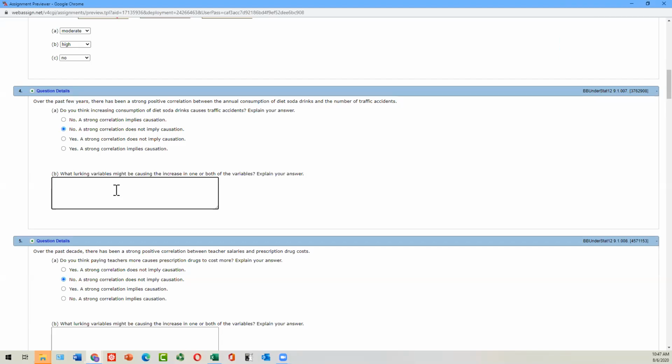Not directly. Alcohol in it? Say again? Alcohol? Oh God, let's not go there, but I guess it could be. I would say it's due to lack of sleep, because soda drinks typically have caffeine in them. So the fact that we're drinking more soda is actually a reflection that we're driving more tired than we used to, and we have to take more soda to keep ourselves going. Yeah, I could go with that.